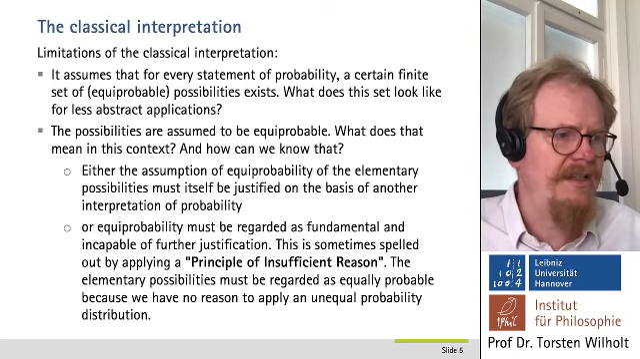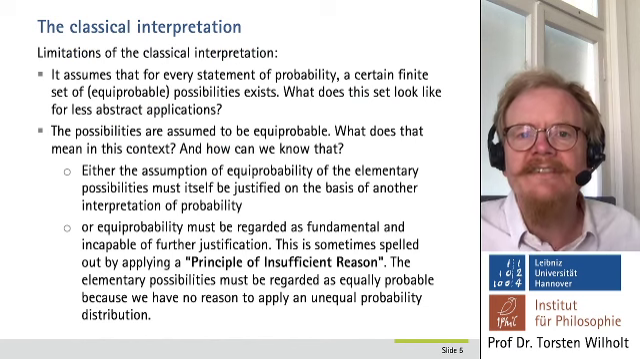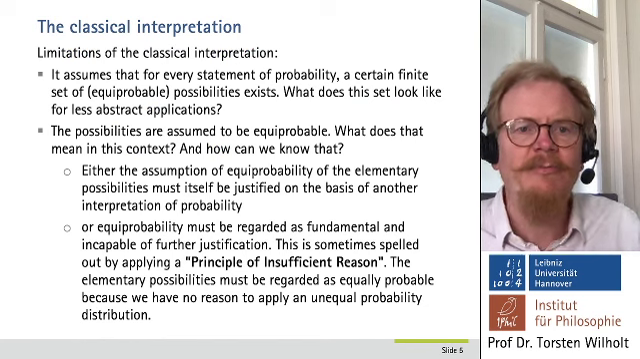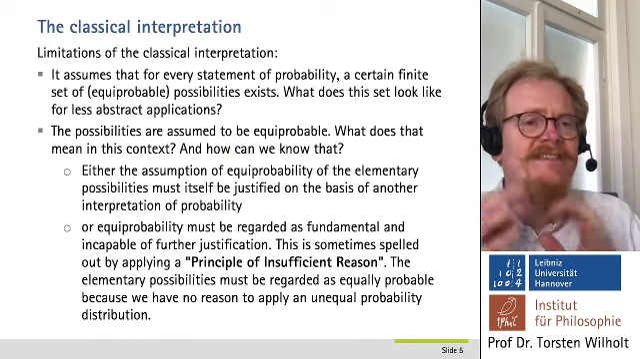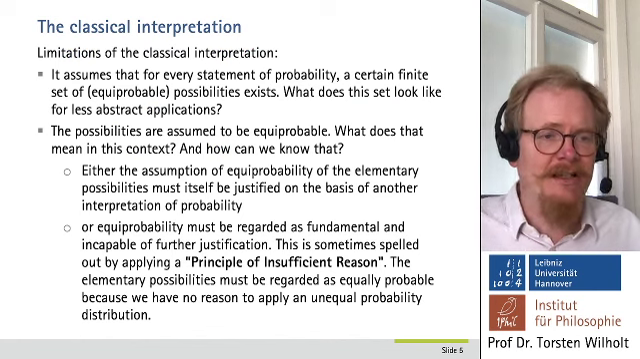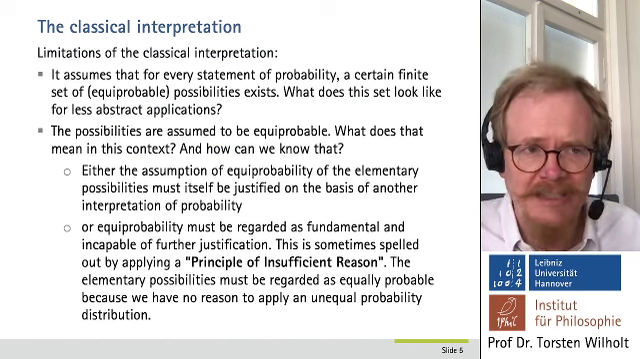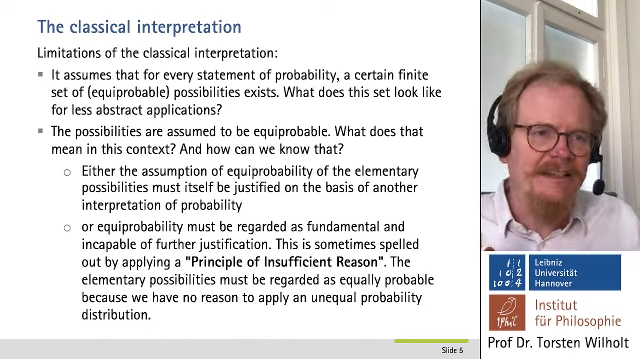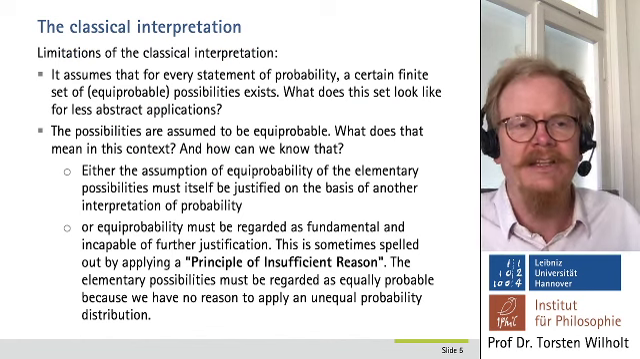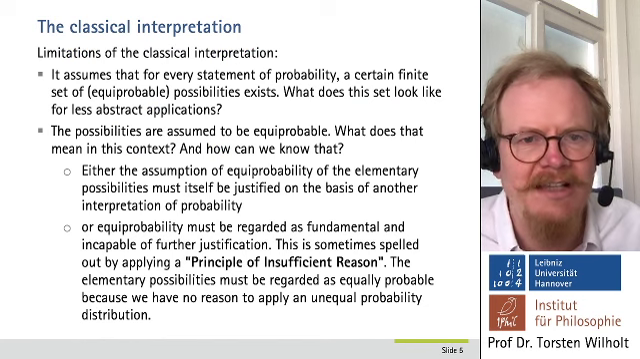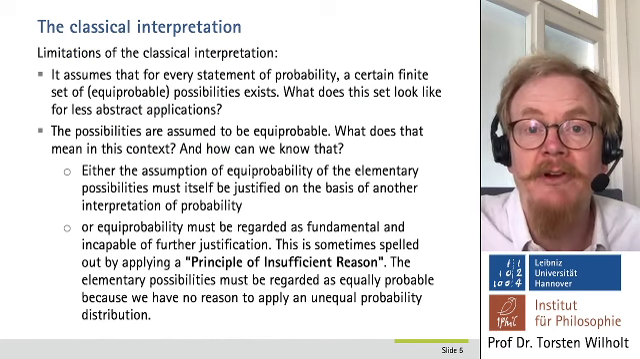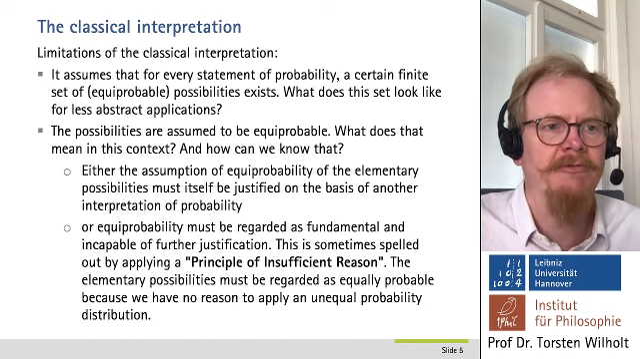First of all, it assumes that for every statement of probability, a certain finite set of equiprobable possibilities exists. This is fine for such special cases like games with dice or card games, because there is a fairly clear sense of what these equiprobable possibilities are. But what does this set look like for less abstract applications? Think of, for example, the question of what's the probability that it will rain tomorrow?